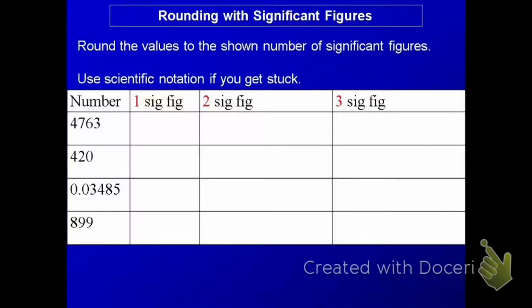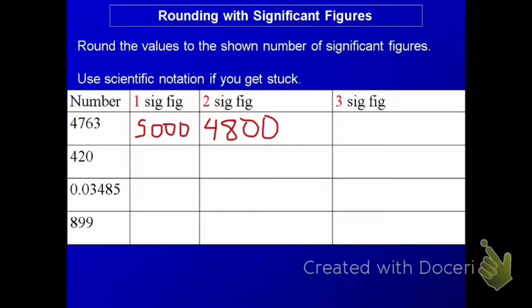So for this first value, 4763, the first value is significant, so we would round to 5,000. Remember, trailing zeros with no decimal point are just placeholders. Now we're going to round to two significant figures. So I'm going to keep the 4. The 7 will be rounded up to an 8, and then we'll have two trailing zeros that are placeholders.